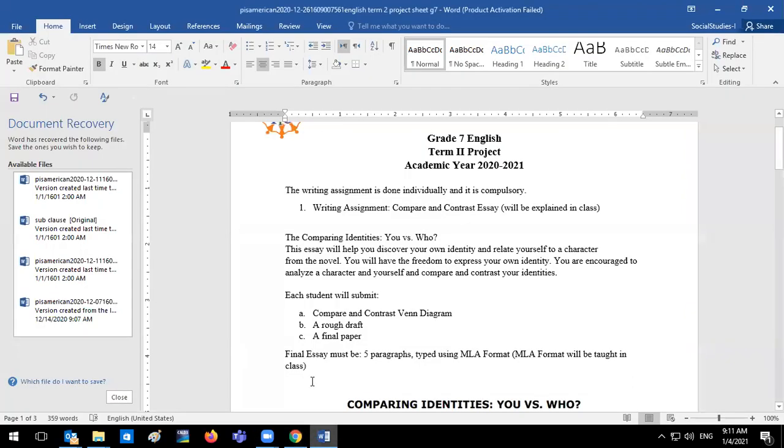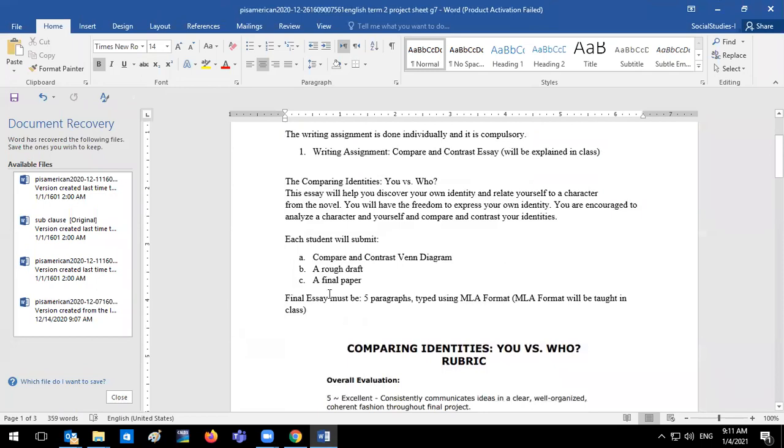In the assignment, you're going to then give me a rough draft, okay? And this rough draft is going to be due by next week so that I could look at them and see if you have any mistakes or so on, so that I could edit them for you, and then you could give me a final paper.